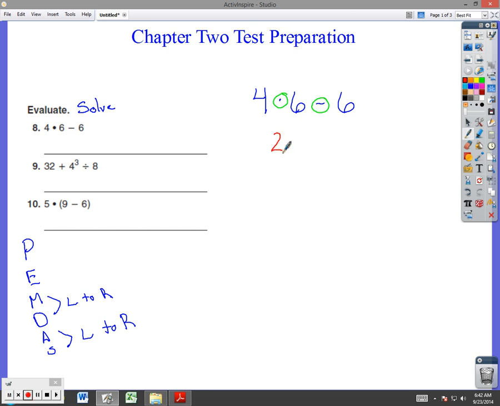4 times 6 is 24. I will bring down what I did not use. I did not use the minus sign. I did not use a 6. And then we have 24 minus 6 gives me 18. This should give me 18.